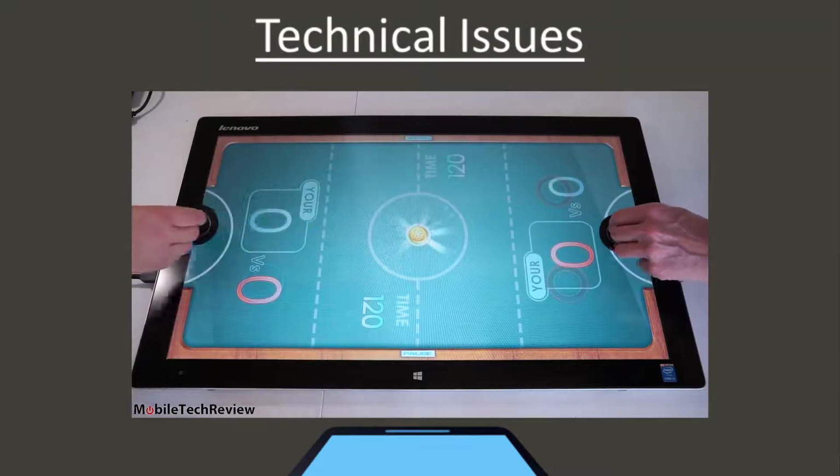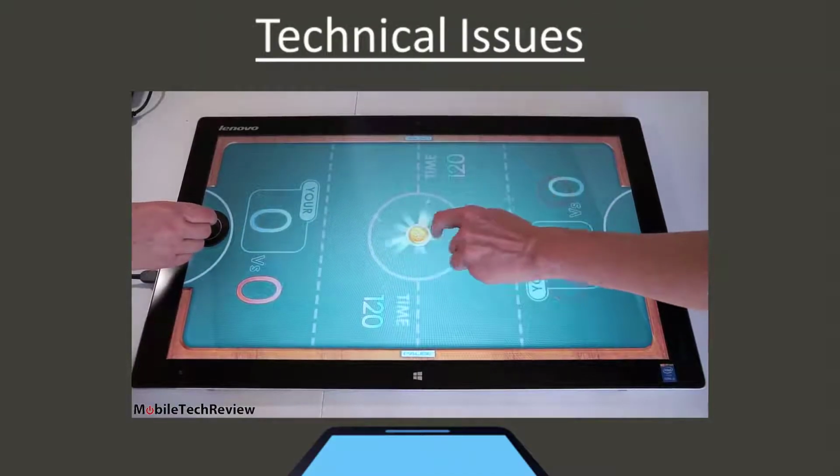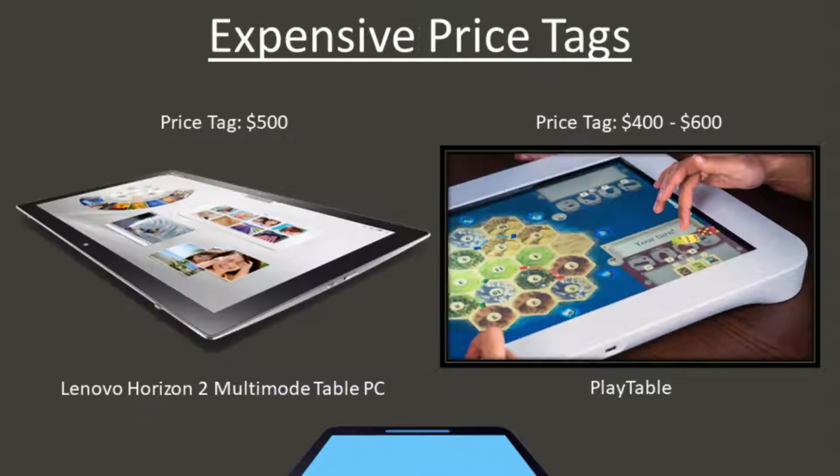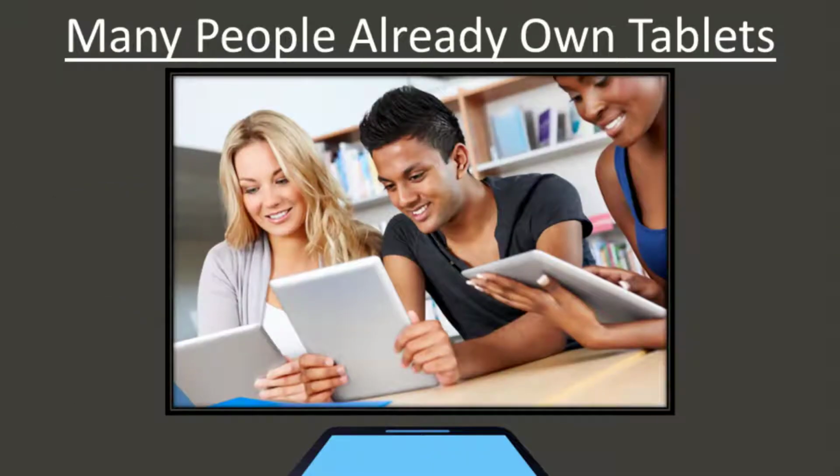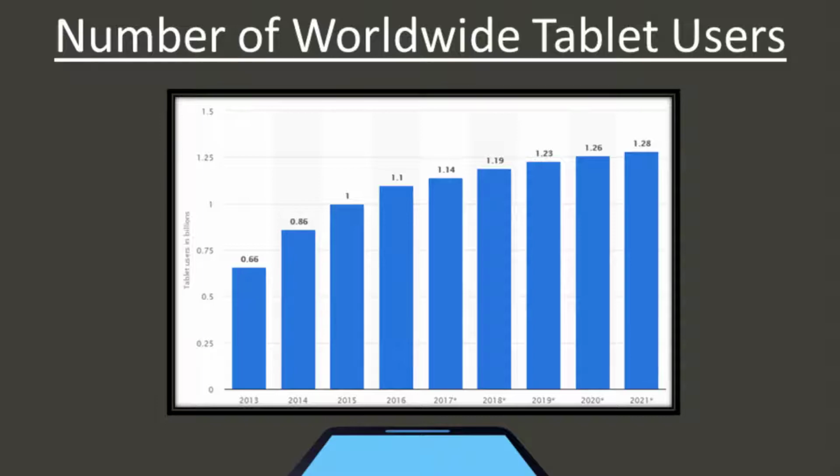While both inventions were innovative, they failed to become popular due to a combination of technical problems and their large price tags. Why would someone spend $400 on a tablet to play Catan when they can buy Catan for just $40? With this in mind, I decided to create a way for developers to make tablet-based board games for tablets that people already own, as there are currently over 1 billion tablet users in the world.